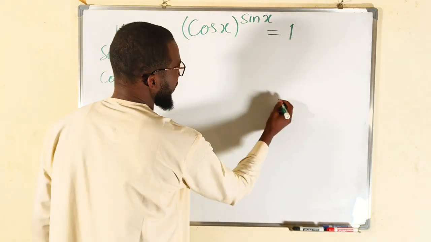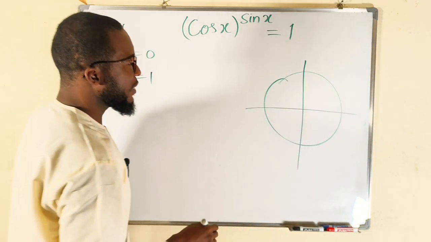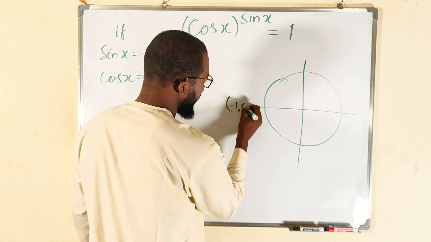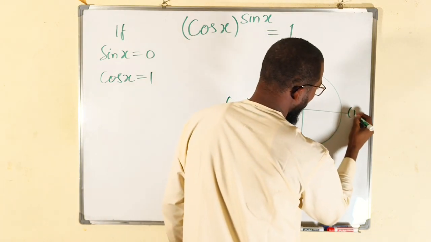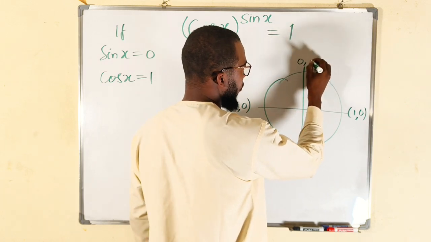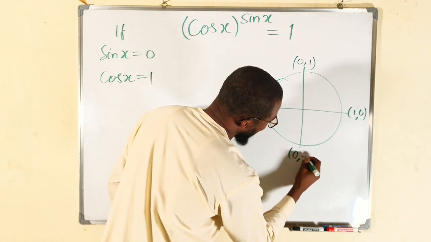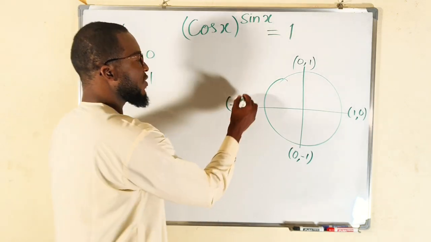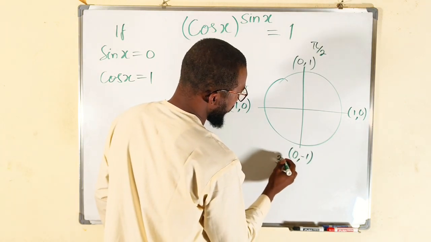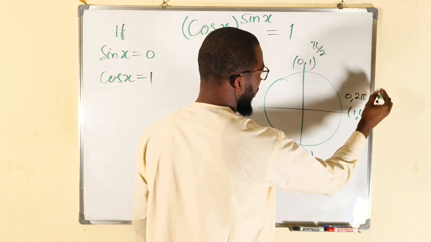Let me draw a unit circle here. We know that the coordinate here is negative 1, 0. And here we have 1, 0. Here we have 0, 1. And here we have 0, negative 1. So what about the angles? This is pi. This is pi over 2. This is 3 pi over 2. And this is either 0 or you can call it 2 pi radians.